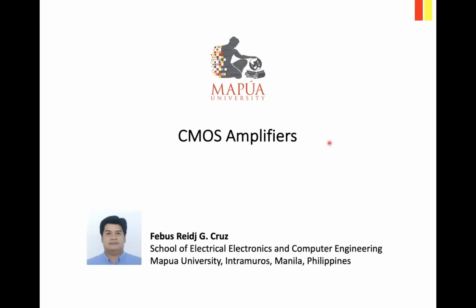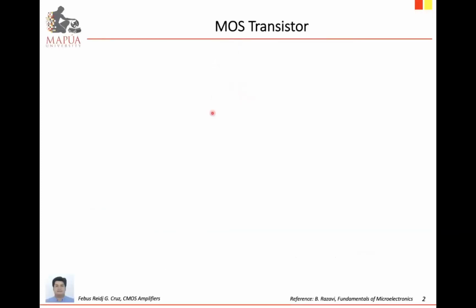Let's start our discussion on CMOS amplifiers. So again, let us describe the equations or models pertaining to the MOS transistor. So let's have here the transistor current and voltages.